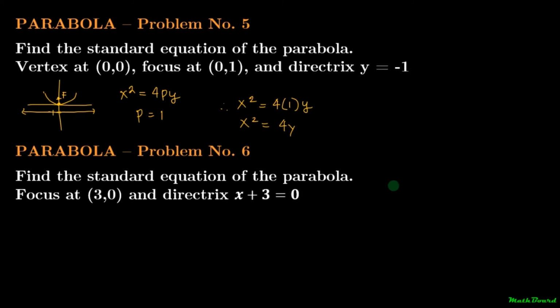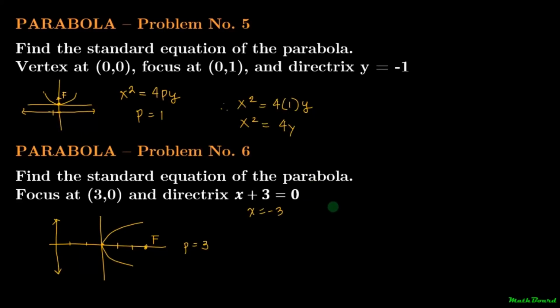How about this one? The focus is at 3, 0. The directrix is x plus 3 equals 0. So, x plus 3 equals 0 is the same as x equals negative 3. We are going to plot the points. So, 3, 0 would be here. This is the focus. And this is the directrix. So, therefore, the parabola opens to the right, given that p equals 3 units.